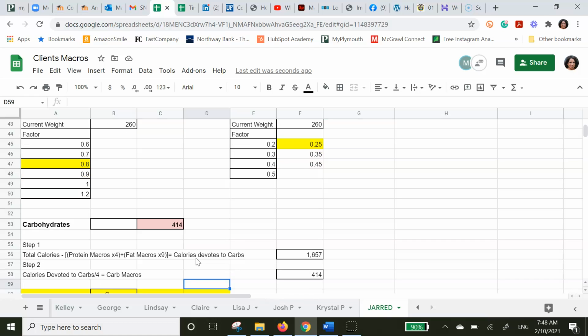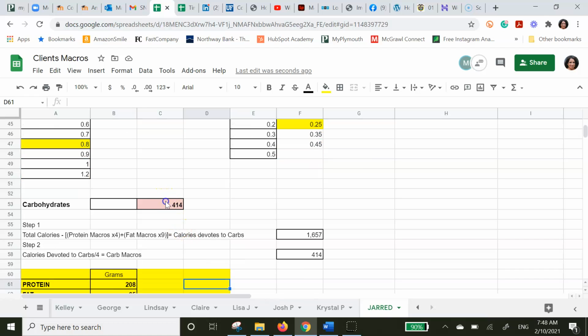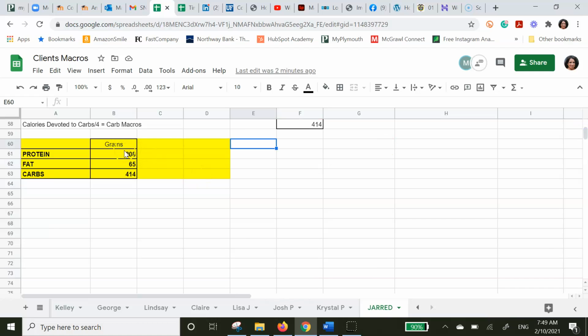And then his carbs, again, those are going to be calculated alone. So let's see. Okay, so is this wrong or not? No. Let me see. The formula is here. Sorry. So his carbs, it's going to be the formula. Everything has been carrying over. So it's this number and then this number, whatever the result is here, which is going to be F56, gets divided by 4. And there it is, 414. So those are his numbers: 208 of protein, 65 of fat, and 414 for carbs.